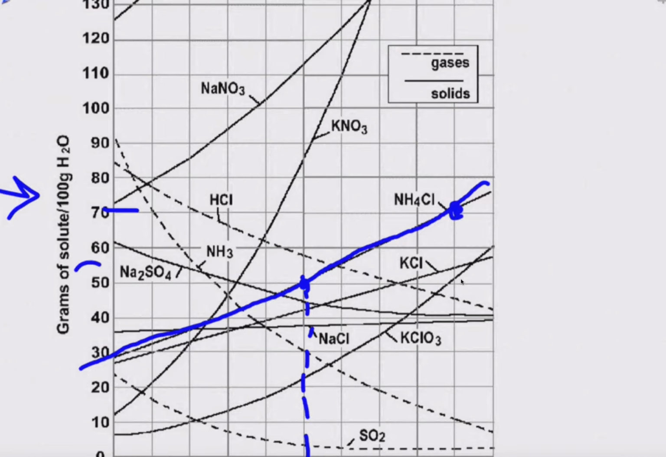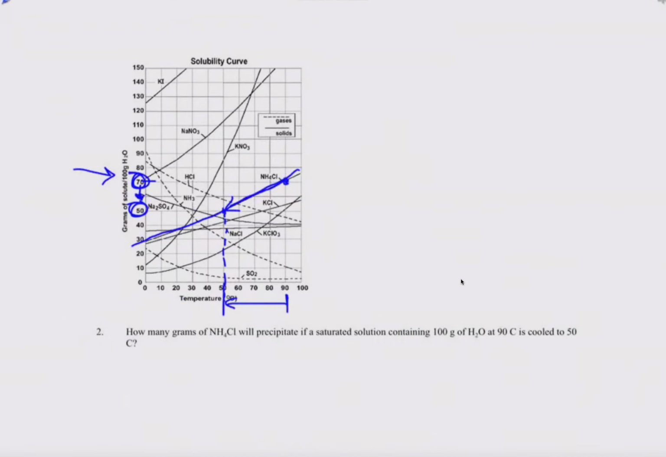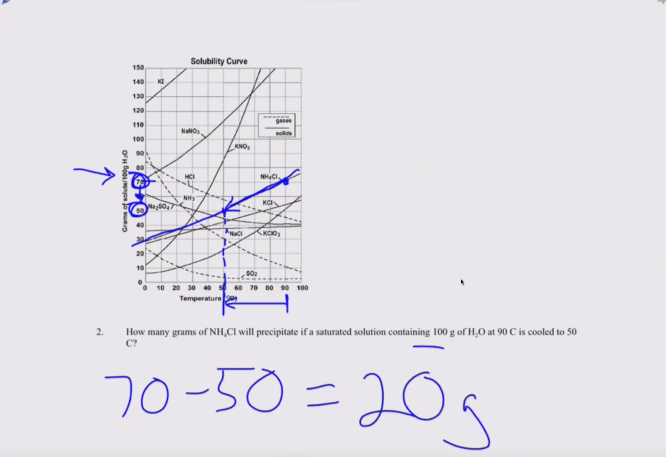And then when we drop the temperature down to 50, we're at this mark, because we follow that line up. We intersect there, and we go from 70 to 50, because we're moving from 90 down to 50 Celsius. So if you started with 70 grams and the solution can only hold 50 grams at the lower temperature, then the amount that will precipitate out is the amount that it can't hold anymore. And the difference between 70 and 50 is obviously 20 grams. So that's how much will precipitate out if you lower the temperature from 90 to 50 degrees, following that line from the 90 point down to the 50 point, from 70 grams down to 50 grams.